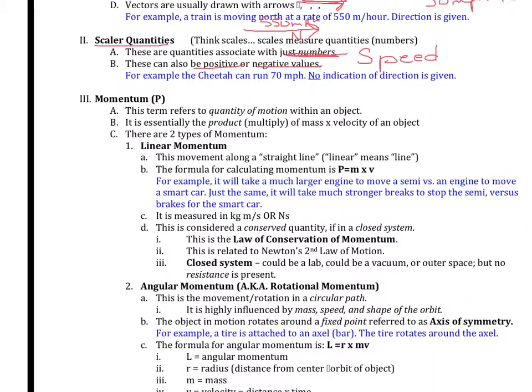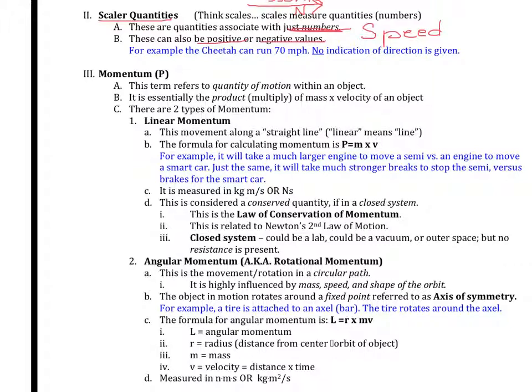Momentum. Momentum refers to the quantity of motion within an object. It is the product of mass times velocity. There are two types of momentum that we're going to talk about. Linear, which of course means straight line. So this is when an object is moving in a straight line. It has linear momentum. We can calculate it by multiplying your mass times your velocity.